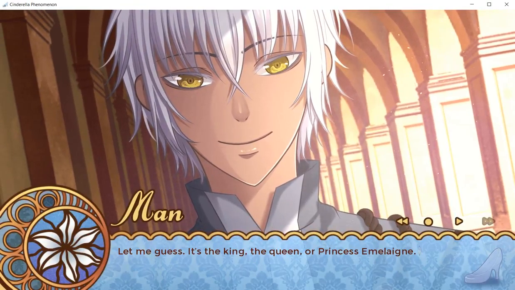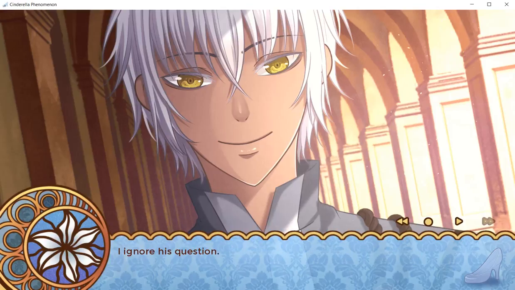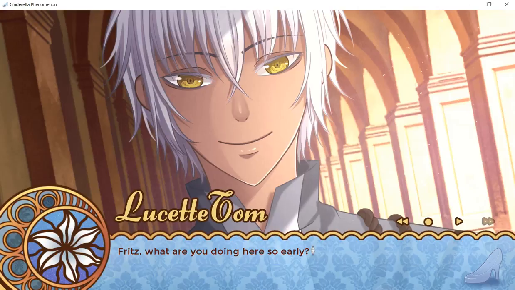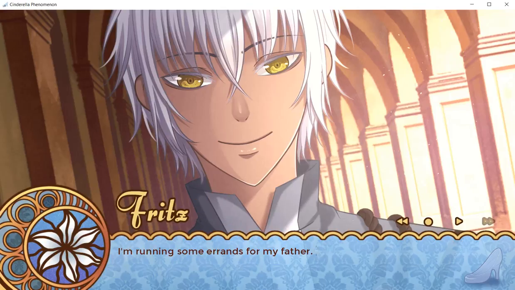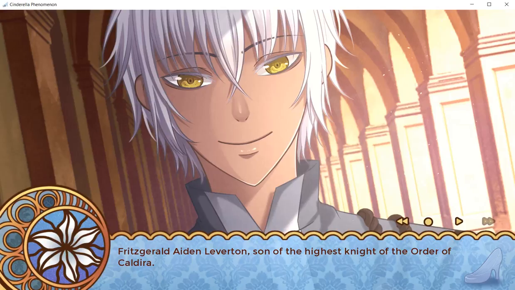Let me guess, it's the king, the queen, or Princess Emmeline. Or is it all of them? I ignore his question. Fritz, what are you doing here so early? Running some errands for my father. Fitzgerald Aidan Leverton, son of the highest knight in the Order of Caldria. His father, Sir Alcaster, has served the royal family for many years. Sir Alcaster is one of the king's most trusted advisors.